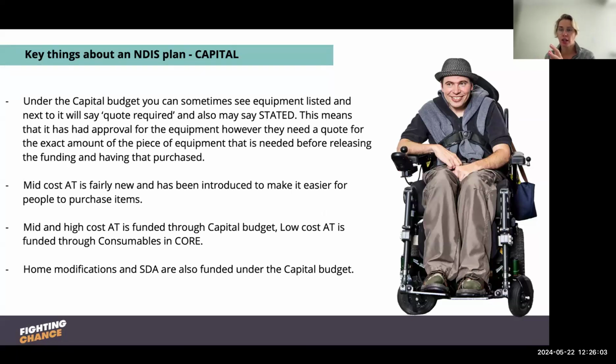Mid cost is a fairly new thing in the last couple of years, because the NDIA were finding that if it wasn't low cost, it was high cost, and a high cost needs a big report and a quote and everything, and they weren't getting to them quick enough. So by the time the assistive technology team were reviewing them, they needed a new quote because it only lasted a few months. So they've brought out mid-cost assistive technology, which you can use your low-cost assistive technology out of your core, or your mid-cost assistive technology with getting a quote and a letter from a physio or an occupational therapist, depending on the piece of equipment and who's most appropriate to comment on it.